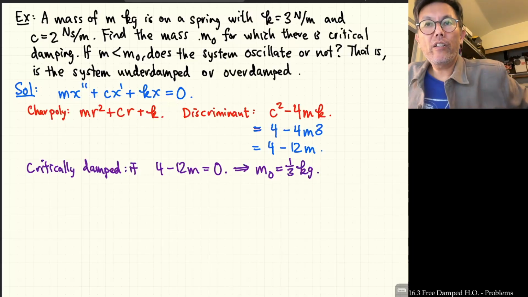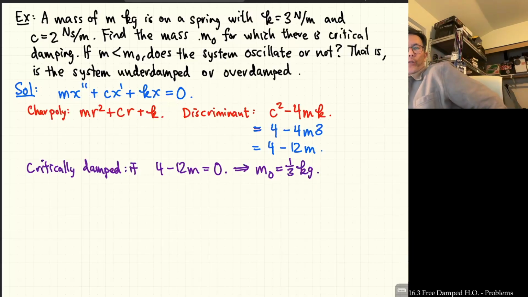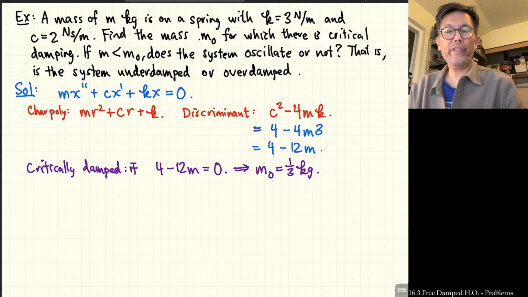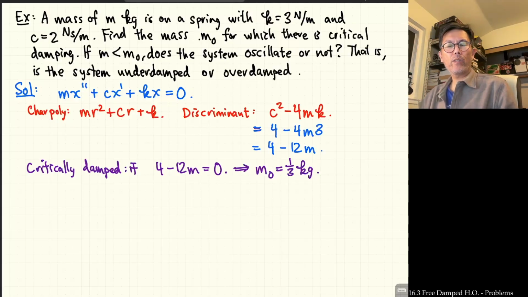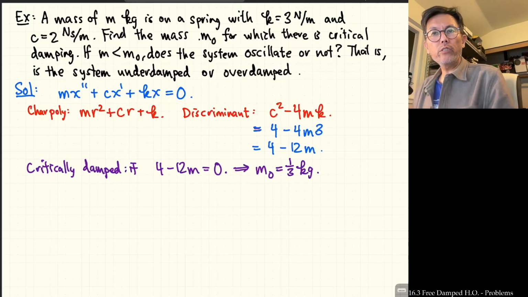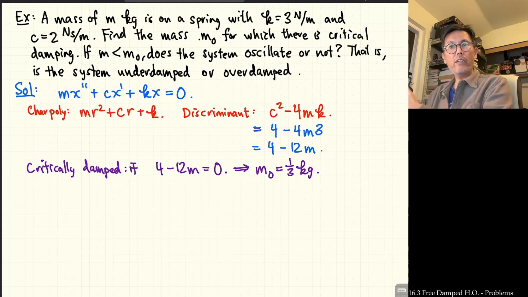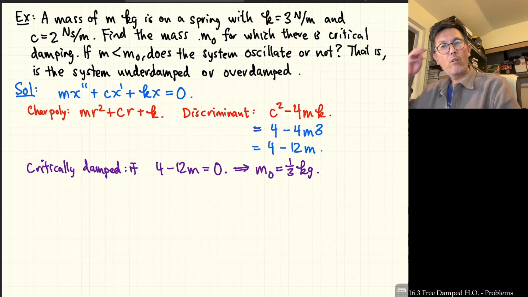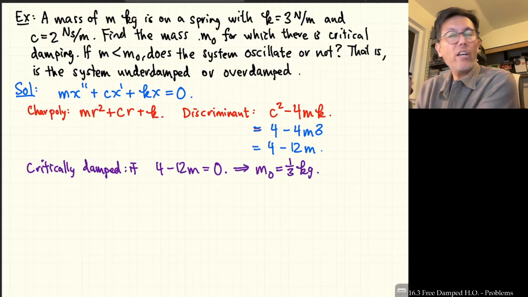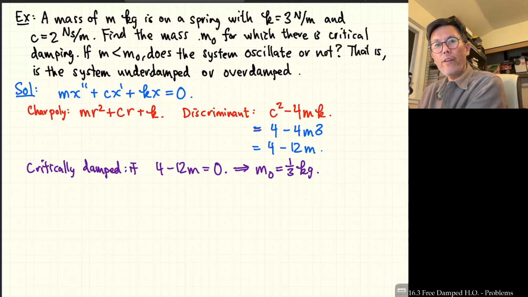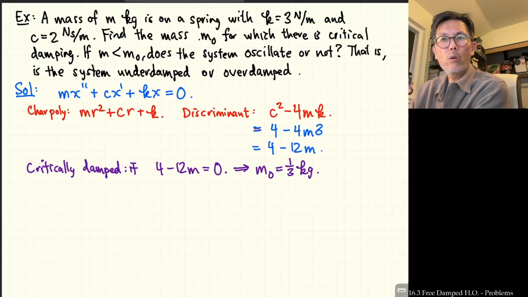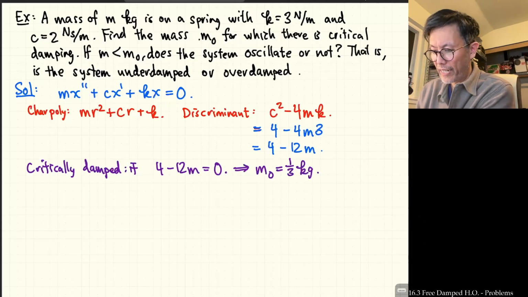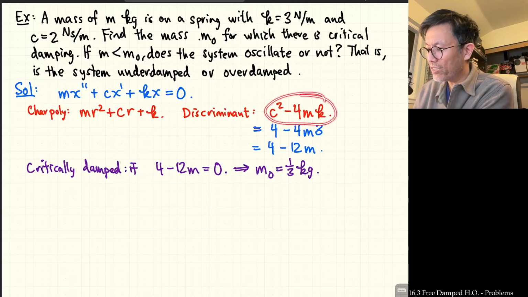So if the mass at the end of our spring is exactly 1/3 of a kilogram, then we are critically damped. Now, I think we are in a position to understand what happens if the mass is in fact smaller than this value. c hasn't changed. k hasn't changed. So if we have an m which is smaller than 1/3 kilograms, what happens to this discriminant?